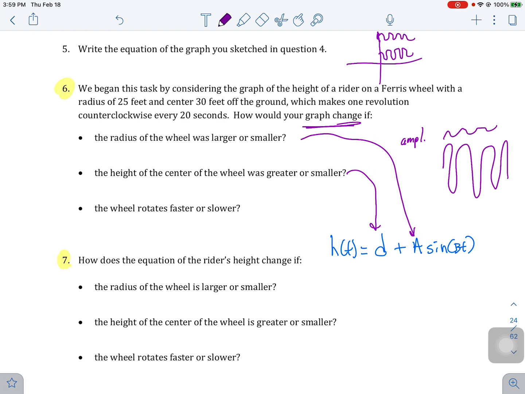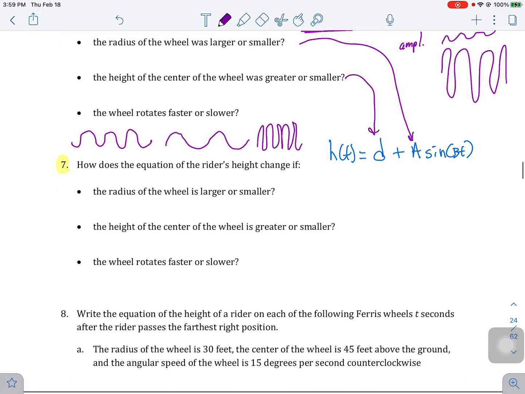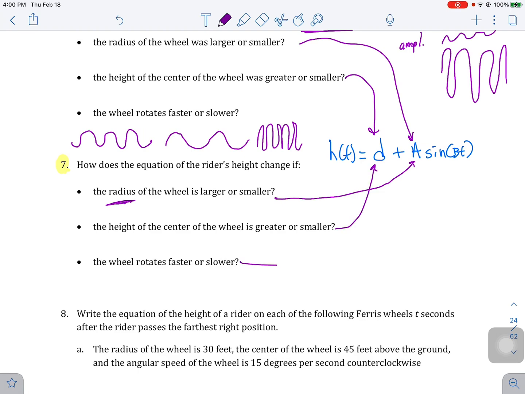If it rotates slower or faster, say this is my 18t, my 9t would be stretched out, and my 36t would be compressed like that. How does the equation change if the radius is larger or smaller? That is the A term. The height of the center is the D. And the speed of rotation is the B value.